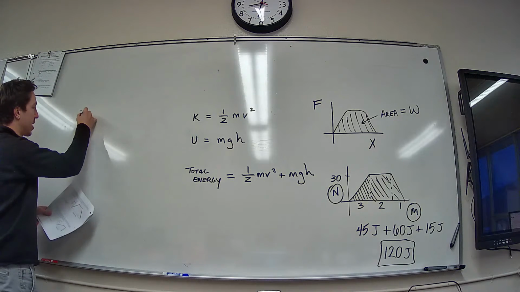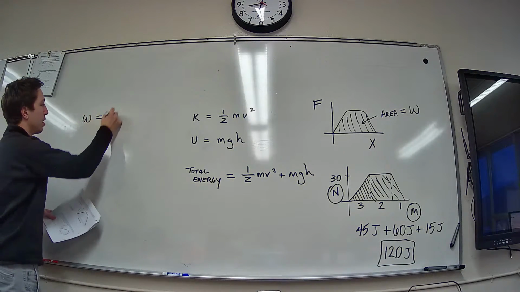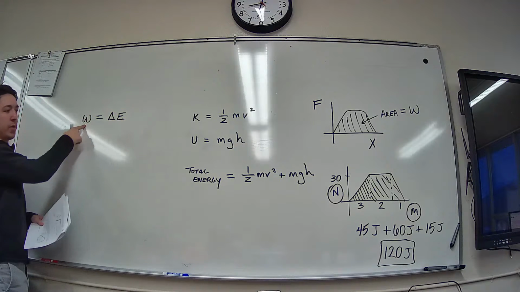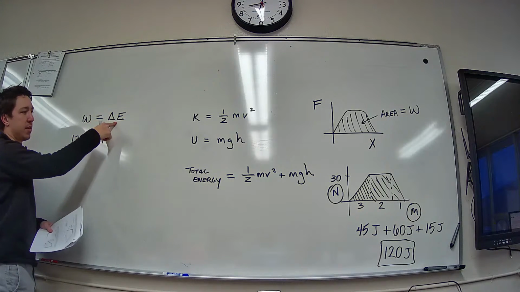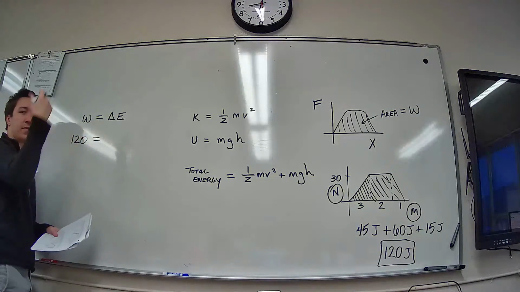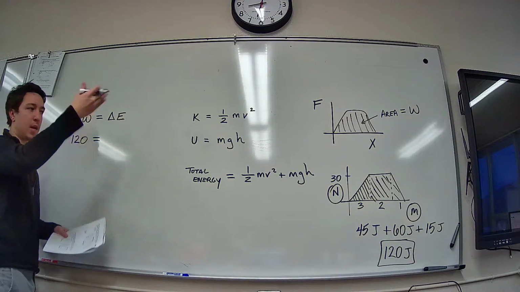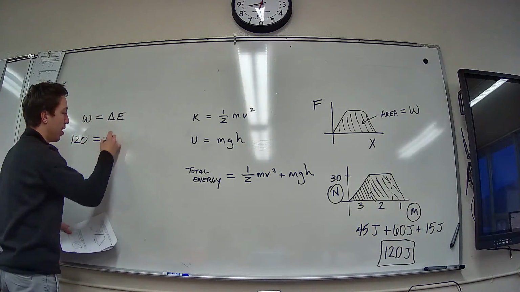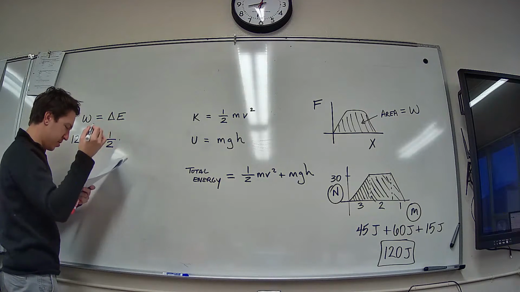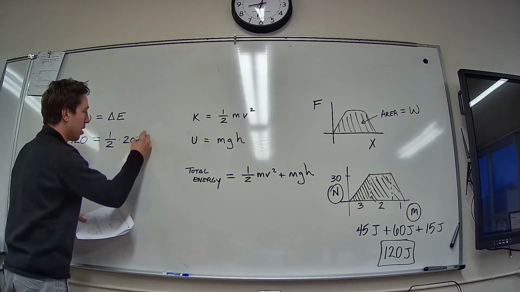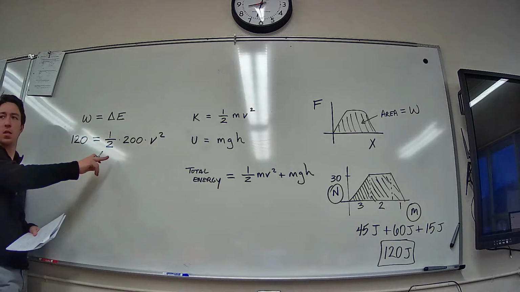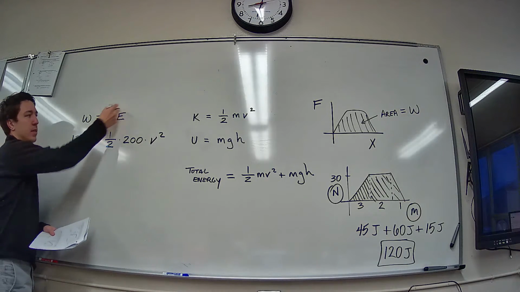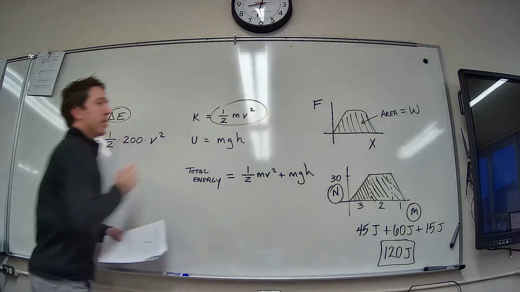So, okay, this problem, we just calculated the work. The work that we just calculated was 120. And the thing started off with no energy, and it ended up with 1/2, what's the m, 200? mv squared. Make sense? So I replaced this with that.